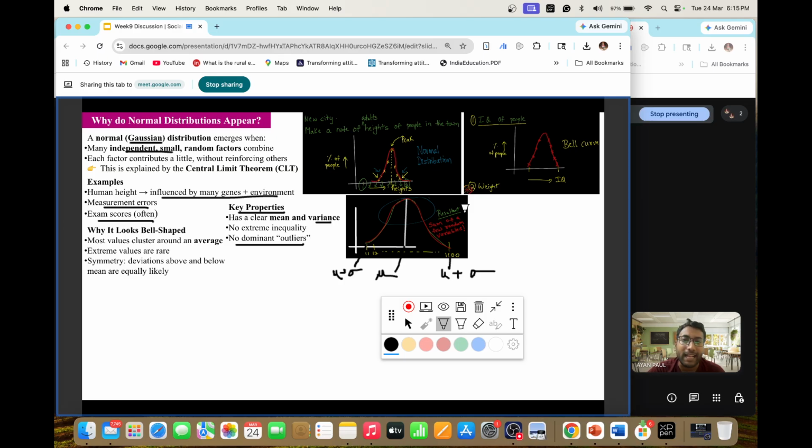Why it looks like a bell shape, that is a Gaussian. So most values cluster around the average. Okay, most of the values that you will get definitely cluster around the average. Extreme values are rare. Symmetry, that I was talking about: deviations above and below the mean are equally likely. So this is about the normal distribution.